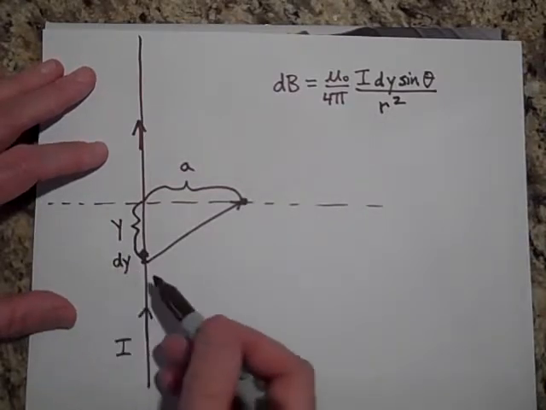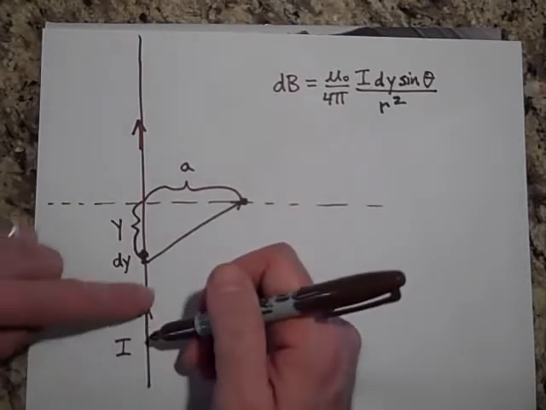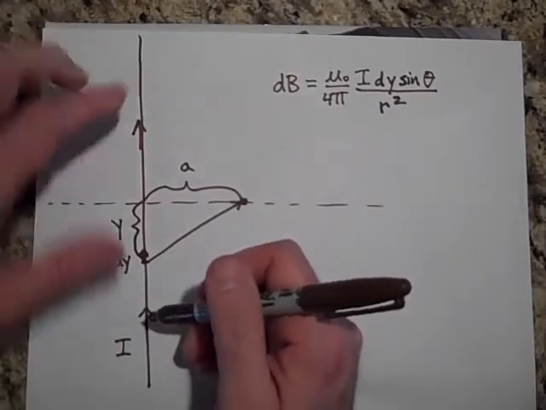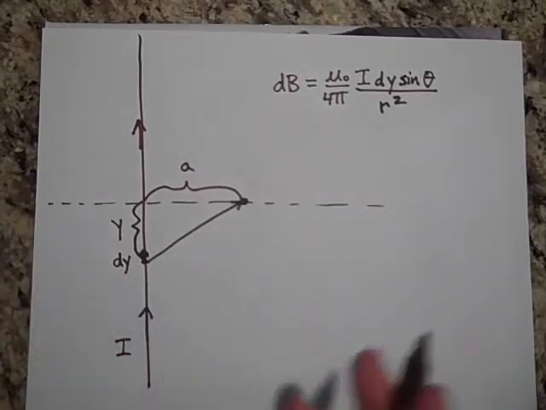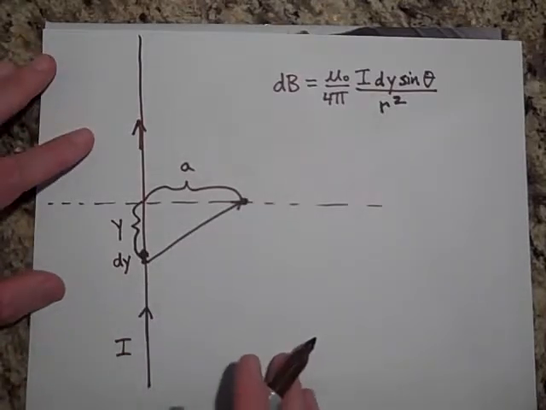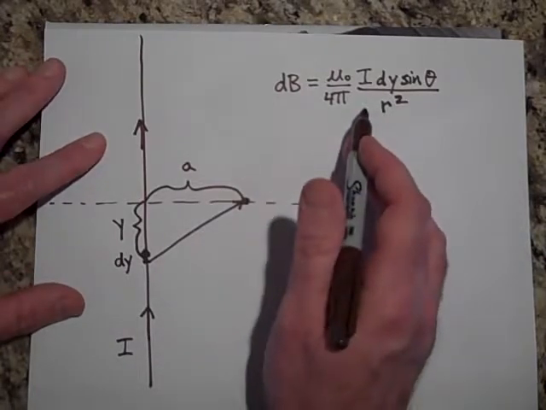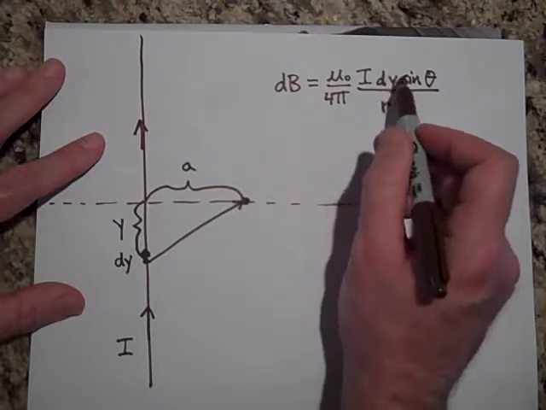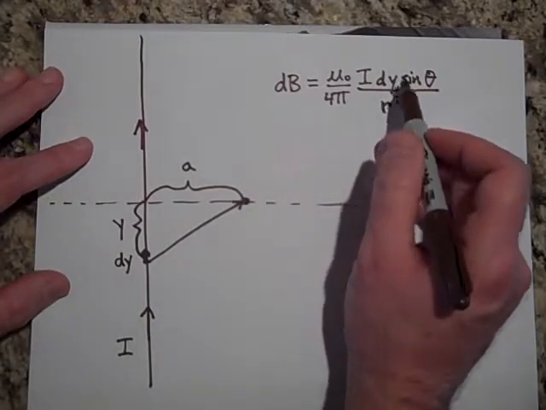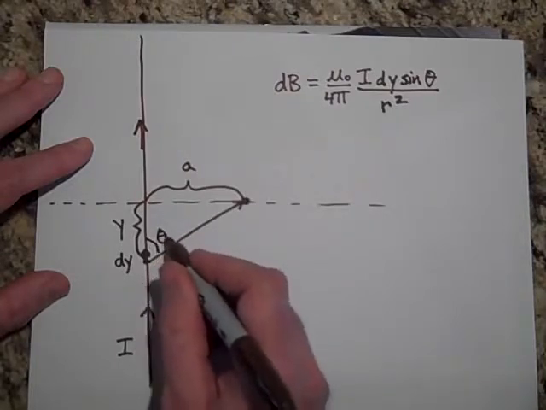Now I'm going to add up, for every current element, the effect each one has on the field there. So I'm going to just add them all up with an integral. But there's a problem when I do that. When I go to integrate this, you see how my differential is dy? But what else is changing? Depending on where I go, the theta changes.